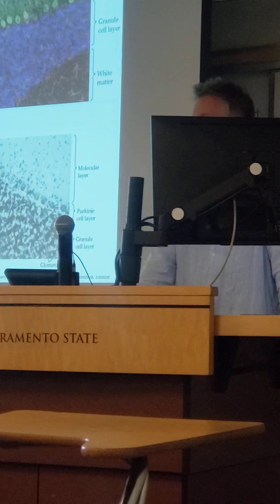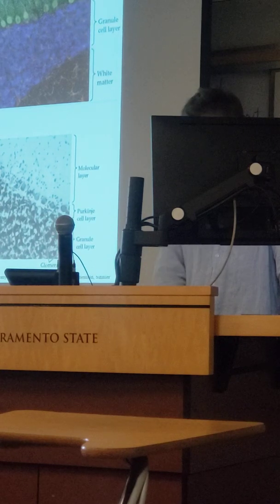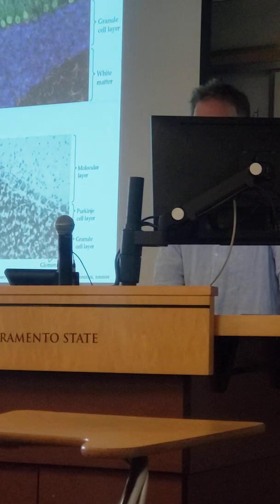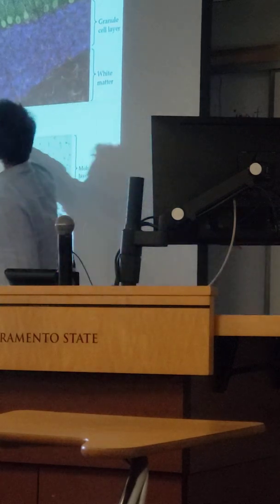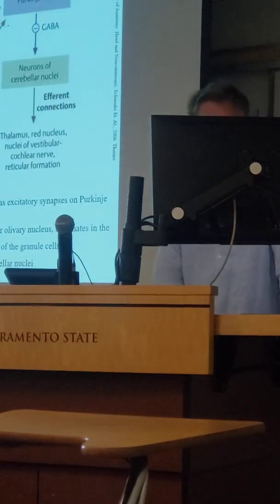But anyways, by the way, we could add even more complexity into the circuit. There are other inhibitory interneurons, like basket cells and stellate cells. Let's not worry about that, but it's really complex. Just look at the arborization pattern, very beautiful.